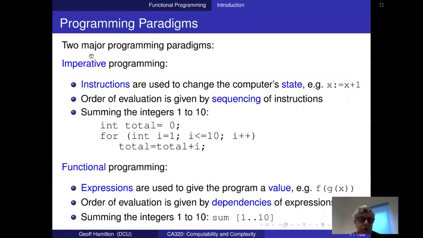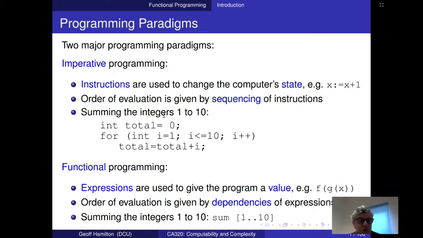So we have two major programming paradigms, imperative programming and functional programming. In imperative programming, we have instructions, and these instructions are used to change the state of the machine. For example, if you have a variable x, an instruction can change the value of x inside the memory, and these instructions are evaluated sequentially, one after another.